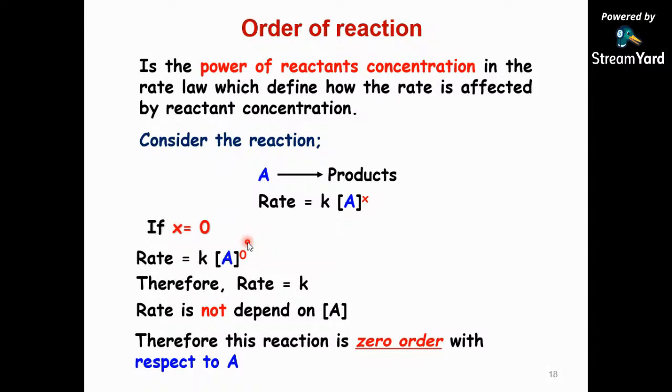Just now was the introduction. Now we go for the order of reaction. We are going to learn zero order, first order, and second order. Zero order means that X is zero. Anything to the power of zero, the answer is equal to one. Therefore, for zero order, the rate is equal to the rate constant, and the rate does not depend on concentration A.